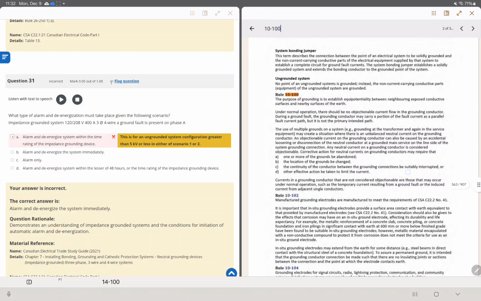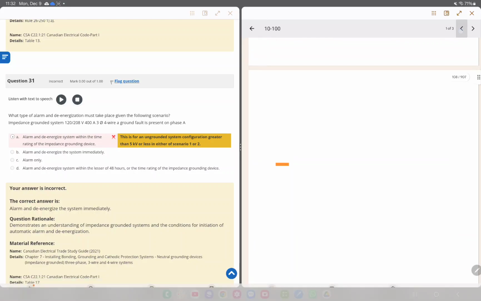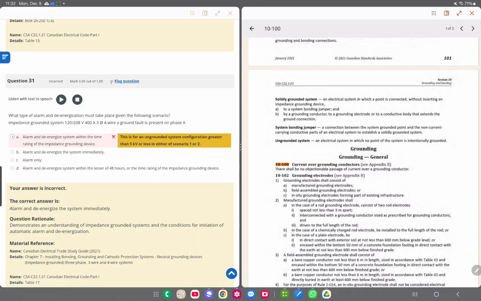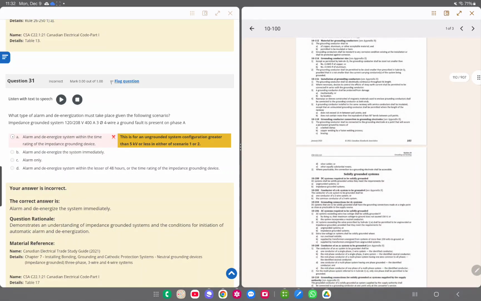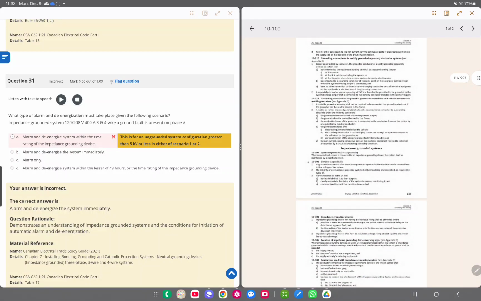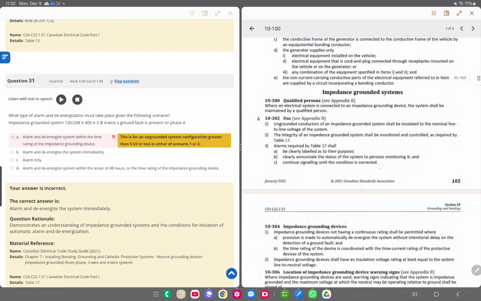Okay. Is this appendix? Yeah, we don't want to be in appendix B. Grounding, this is section 10. Okay, perfect. So we got grounding and we're looking for impedance grounding systems. All right, now we're here, impedance grounding systems, and they say to go to table 17.